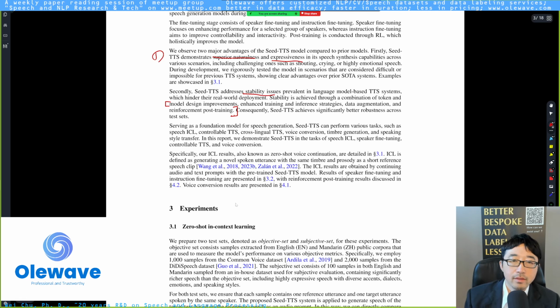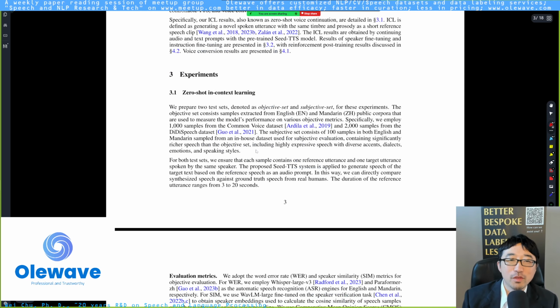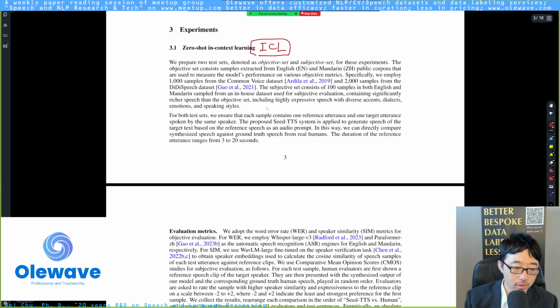Okay. Yeah, there's no algorithm, right? So let's directly jump to their experimental section to see how it works. The first is the zero-shot in-context learning, or they keep using ICL. I think this is a word they created, so I'm not very used to it. But ICL means in-context learning, or the voice style generation.